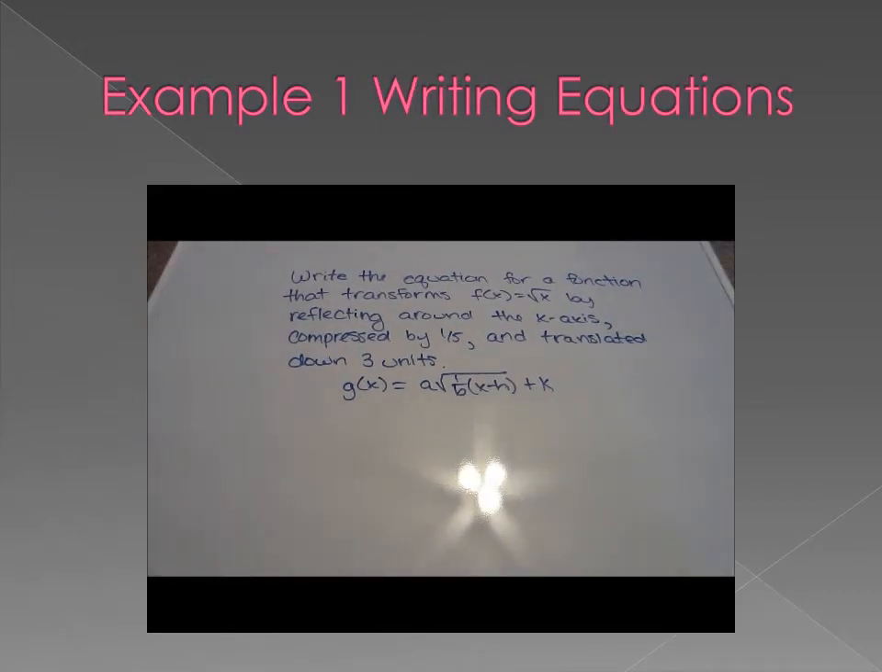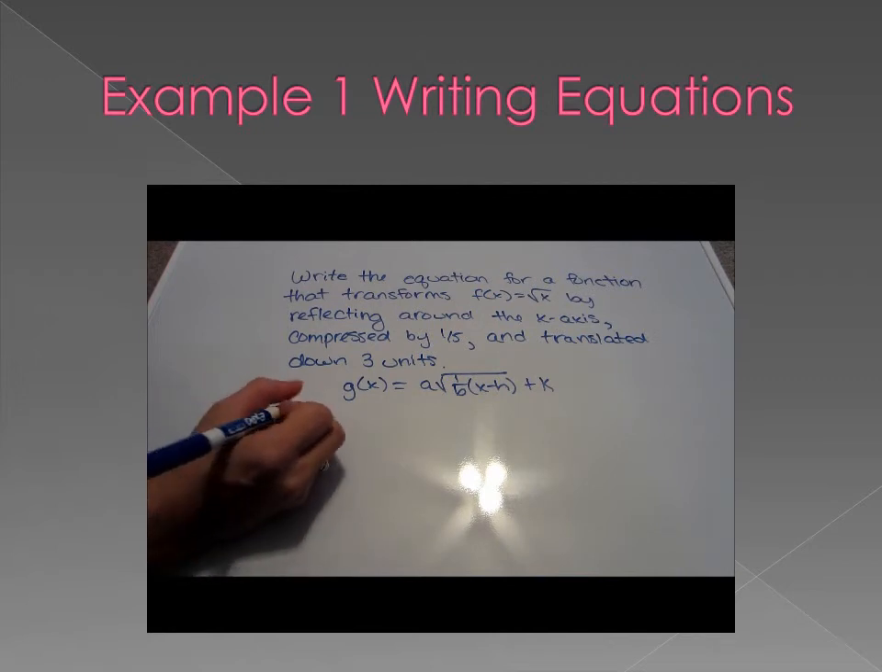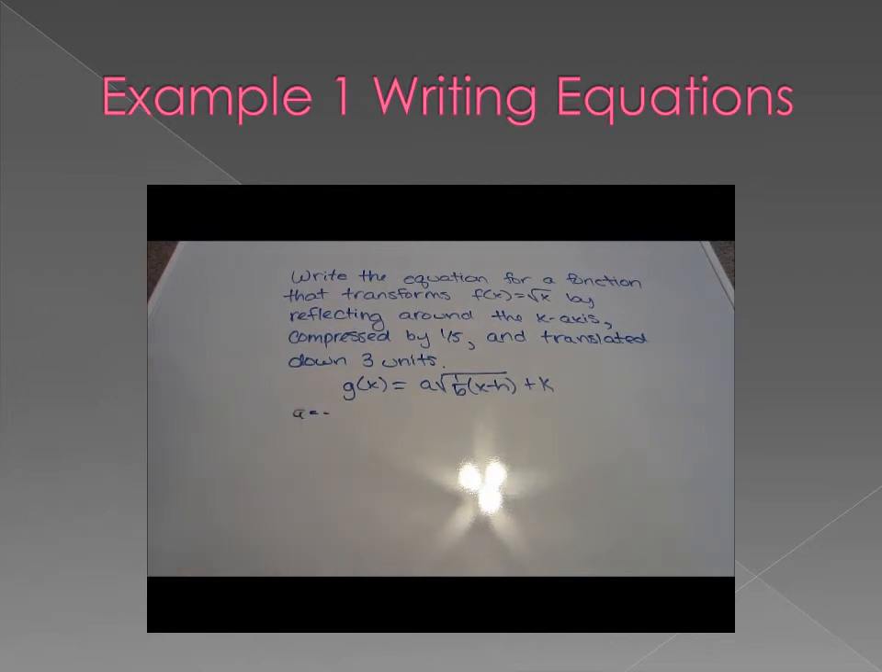Now we're going to be working backwards. We're going to write the equation for a function that transforms f of x equal to the square root of x, so the parent function, by reflecting it around the x-axis, compressing it by 5, or 1/5, and translating it down 3 units. So instead of taking the equation and graphing it, we're going to be describing the graph and writing the equation. So if we're reflecting around the x-axis, that means that we need to have a negative a. We don't know what a is yet, but we know that it needs to be negative.